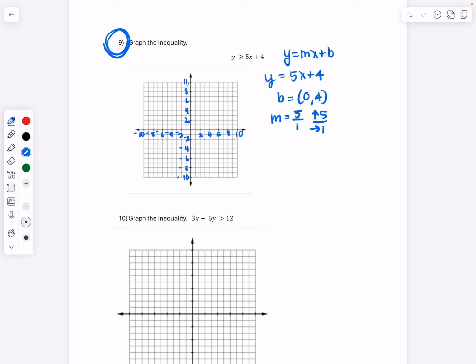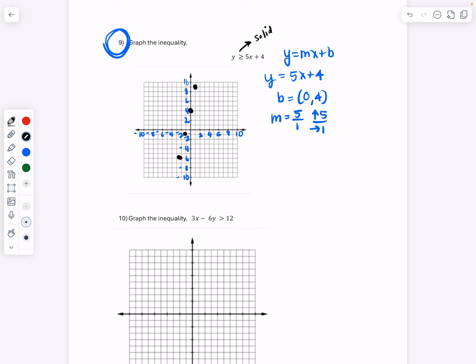Before I plot a line, the other thing I need to be cognizant of is the inequality. If it has an equal sign, then I know I have a solid line. Let's go ahead and do this. I'm going to plot b first, which is (0, 4), and go up 5, over 1. I can also go down 5 and over 1, just to see where my line's at.